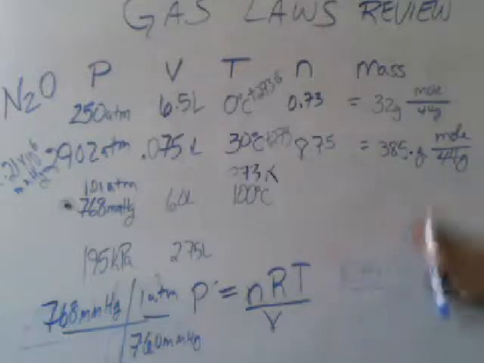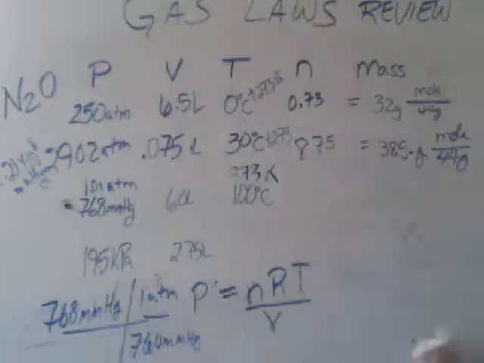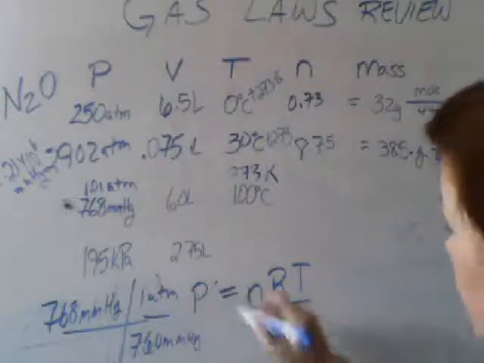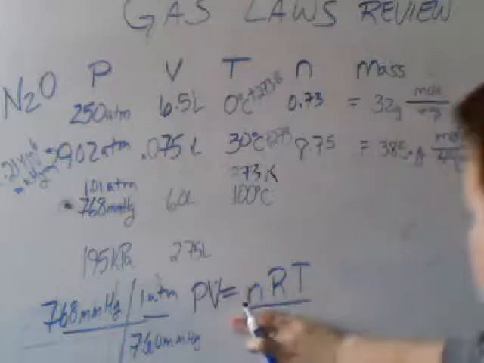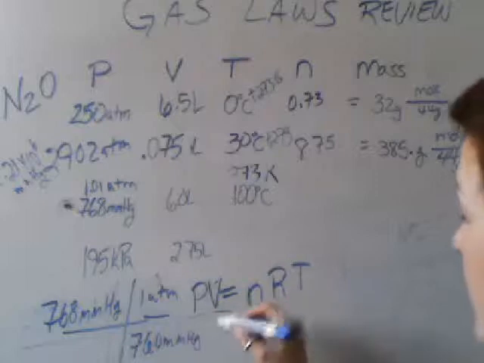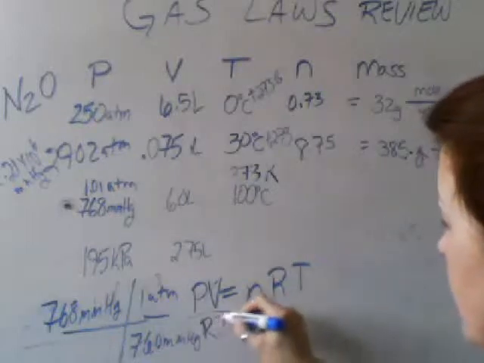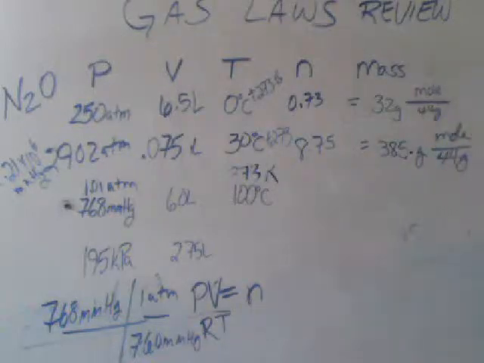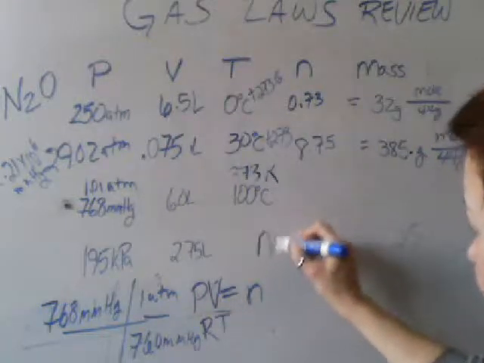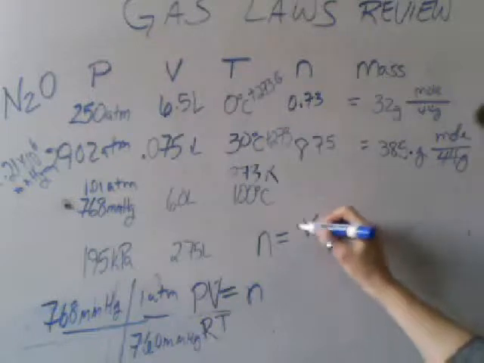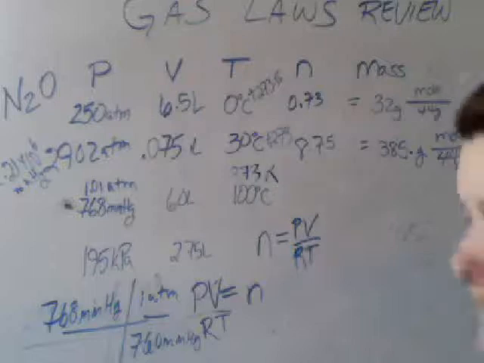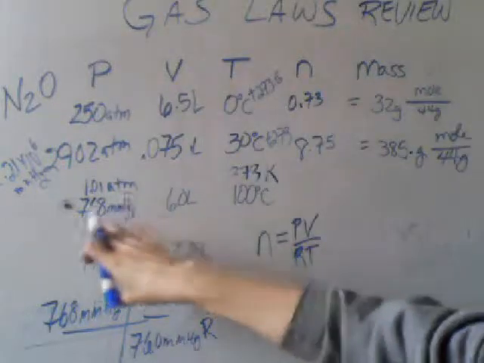So we know we're solving for moles. So if we have PV equals nRT, we want to solve for moles. We're going to divide both sides by RT to get our moles alone. And Bree, if you want to rewrite this, as you like your equal sign over there, it will be moles equals PV over RT.